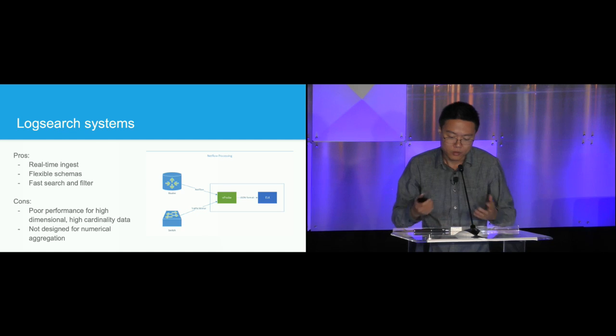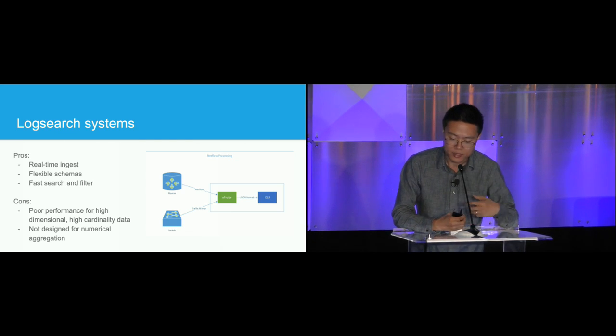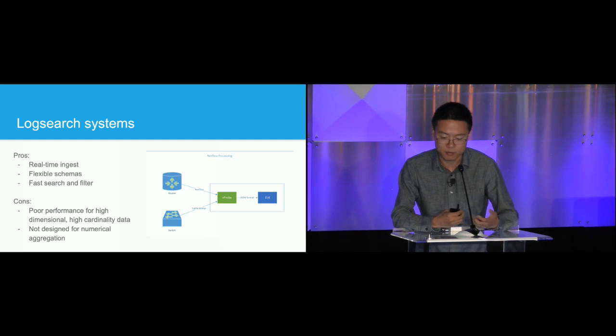So the first set of systems are log search systems. This is very commonly, I see this used with network traffic, so the Elk stack and also Splunk as well. Some of the major advantages of systems like Splunk and Elasticsearch: one is they're very good at doing real-time ingest, so you can feed in live flow traffic.